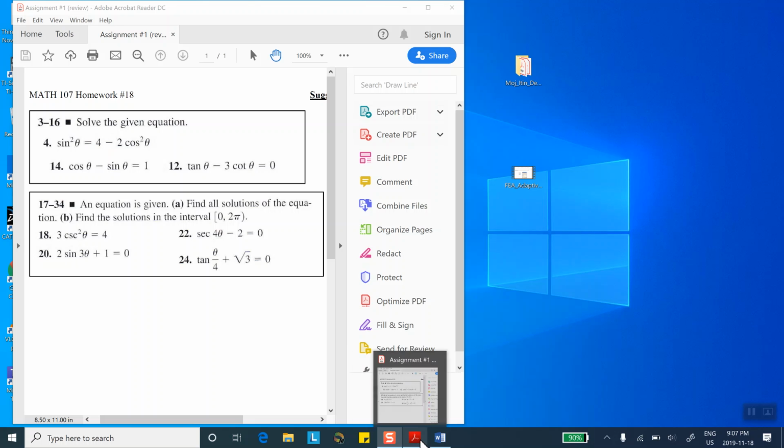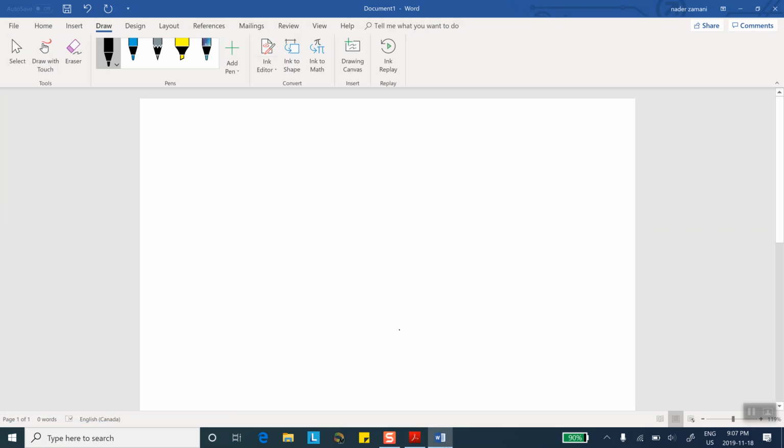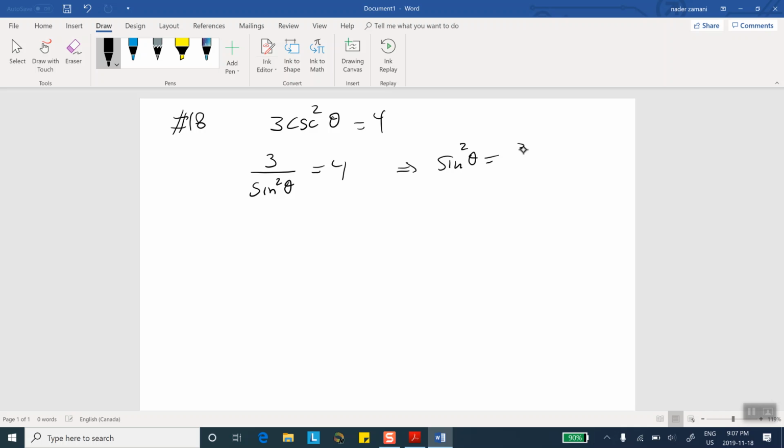Which one will you go? Number 18. Okay. So number 18, the problem goes like this. We have 3 cosecant squared theta equal to 4. Now remember, that means 3 over sine squared theta equal to 4. And that means sine squared theta equal to 3 over 4. And that means sine of theta equal to plus or minus root 3 over 2.